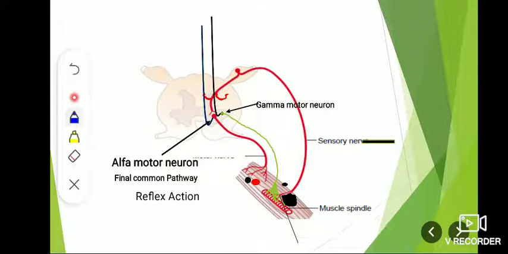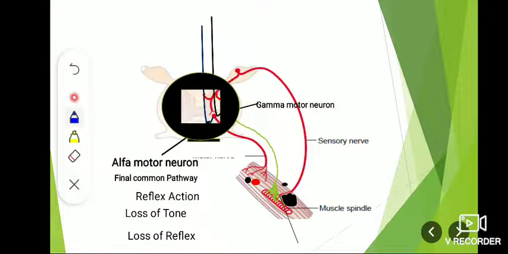Now let's begin with one experiment. We'll cut the nerve. You'll see, once the nerve is cut, what will happen now? There is loss of tone and loss of reflex. That indicates that the tone basically is regulated at the level of spinal cord. So this experiment proves that it is at the spinal cord.